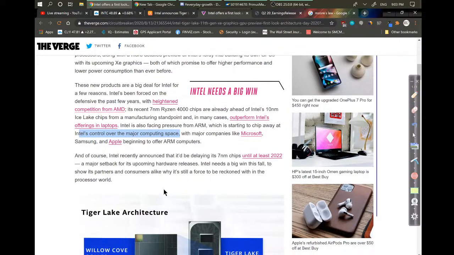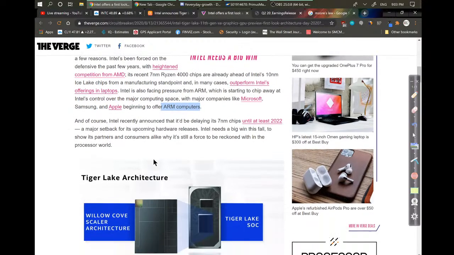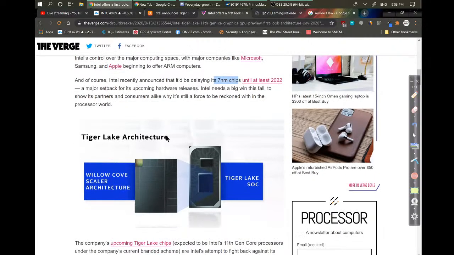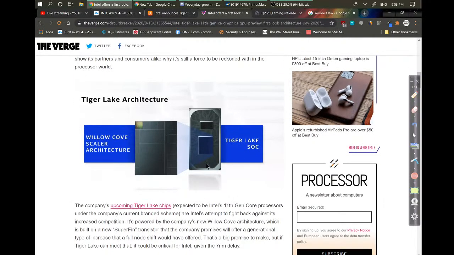Okay, so ARM is another semiconductor company, and of course, Intel recently announced that it'd be delaying its 7 nanometer chips until 2022, a major setback. So then this is the new Tiger Lake chip that they're releasing. It's a Willow Cove scalar architecture.